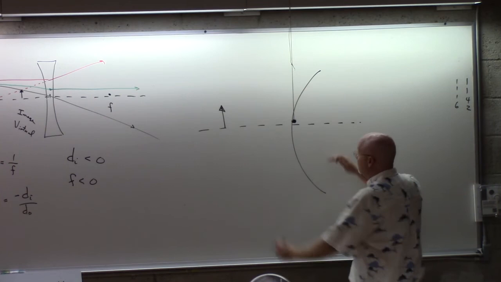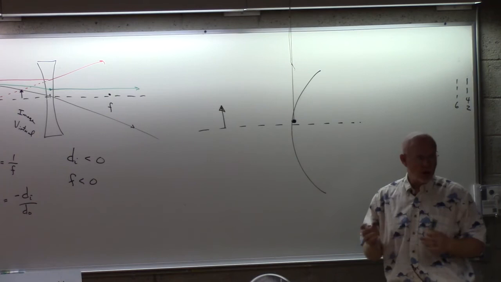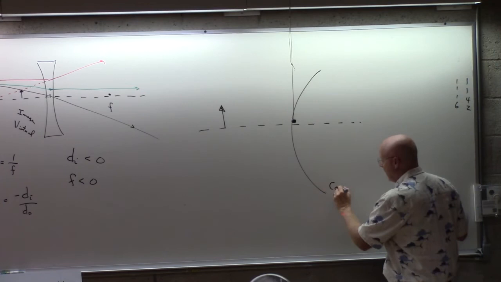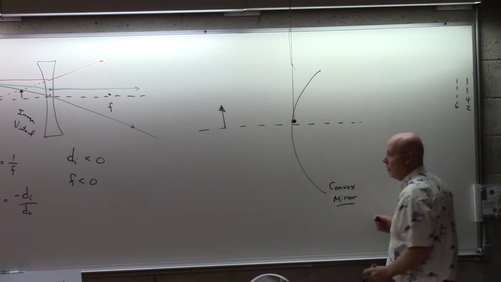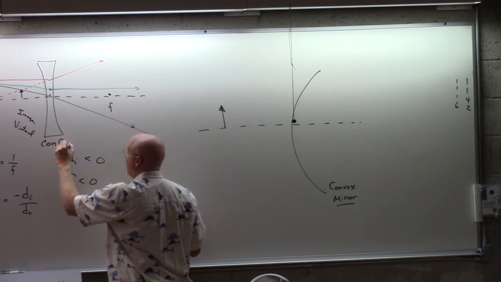The light will come in and spread out. And so what I'm trying to say is a convex mirror behaves just like a concave lens.